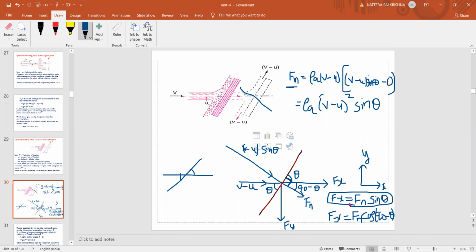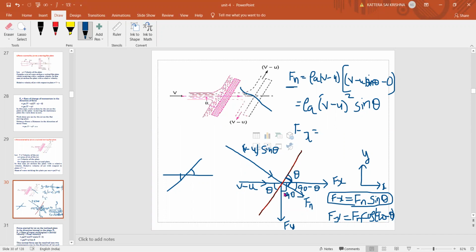So anything is correct. So now what can we write? We can substitute the Fn value of this here. So finally we'll get Fx equal to rho a v minus u whole square into sin theta, again into sin theta. So sin square theta will come. Okay. So similarly, we can find Fy with respect to Fn again. So now you can see again, here we already got the angle between these two, 90 minus theta. So what is the angle between Fx and Fy? 90 degrees. Between Fx and Fy, the angle is always 90 degrees.